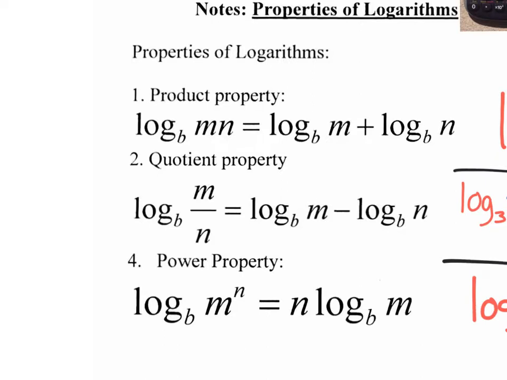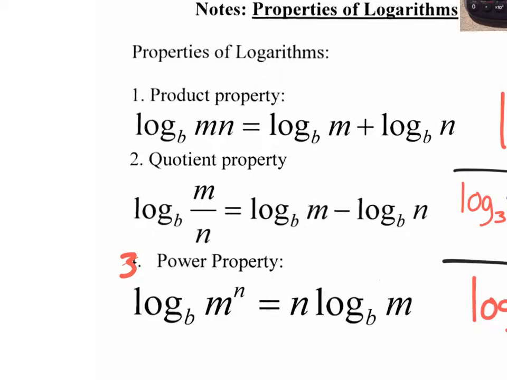So today's lesson is 7.5, and we're going to be working on the different properties of logarithms. There's three properties. As you can see, I can't count. This number 4 should be a number 3, so please change that. There's three properties, 1, 2, 3.